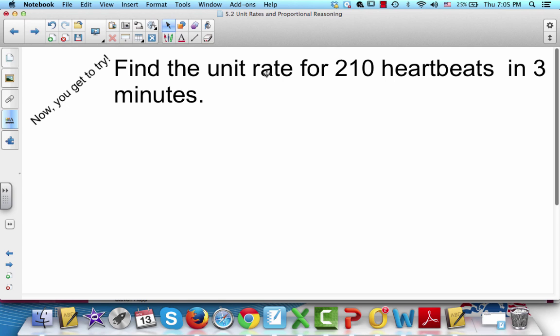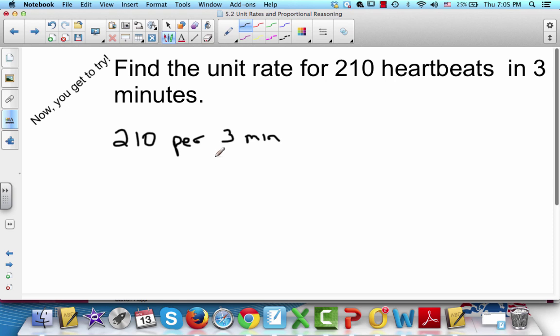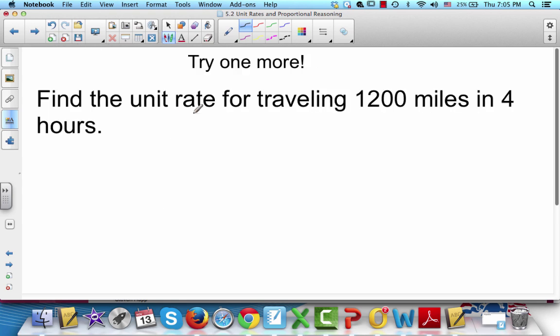Alright, so we've got unit rate of 210 heartbeats in 3 minutes. So we've got 210 heartbeats per 3 minutes. And we want it to be per 1 minute. So we divide both of them by 3. And that gives us 70 heartbeats per minute. Did you get that? I hope that you did. I'm sure you did. Alright, try one more.